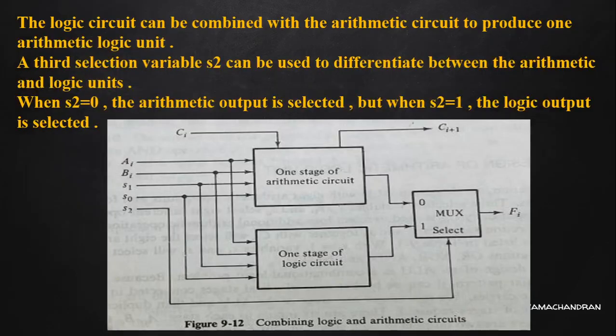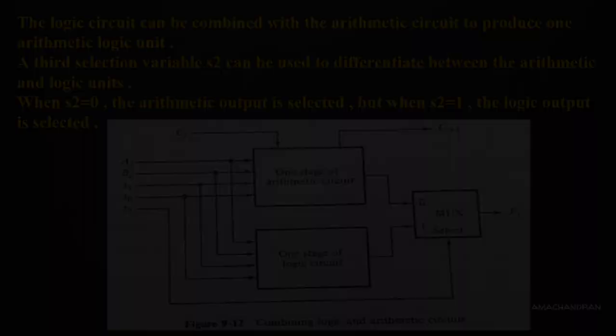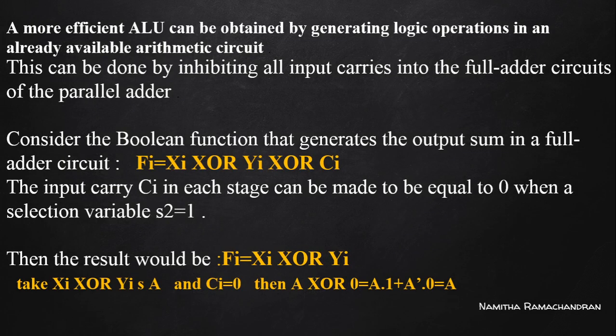This is not an efficient method of designing an ALU. Separately designing two circuits and combining them using a multiplexer is not an effective method of implementing an ALU. We need to implement the arithmetic circuit, design the logic circuit, and modify the existing arithmetic circuit in order to obtain the desired logical operations in it.